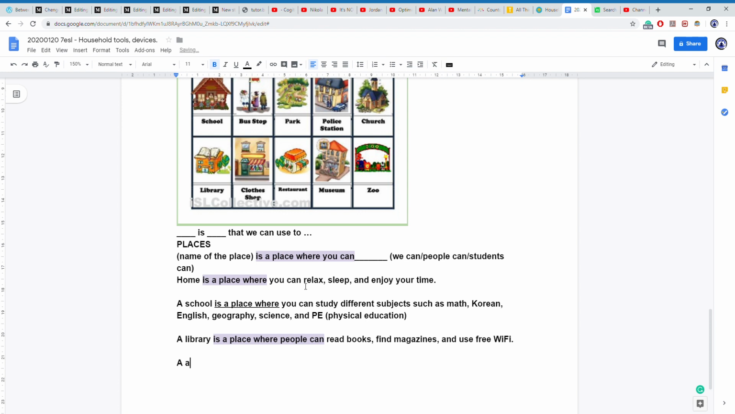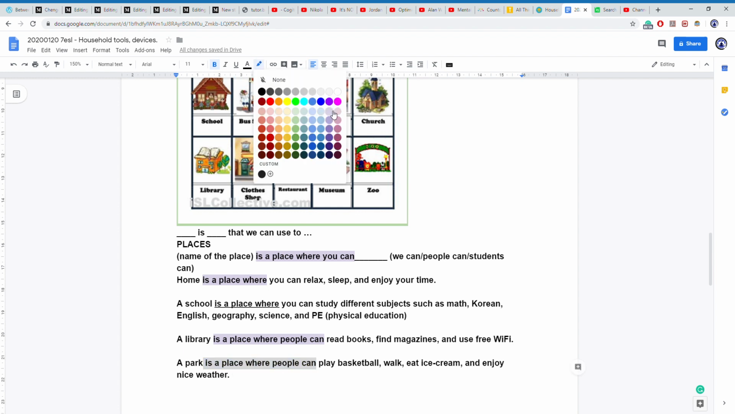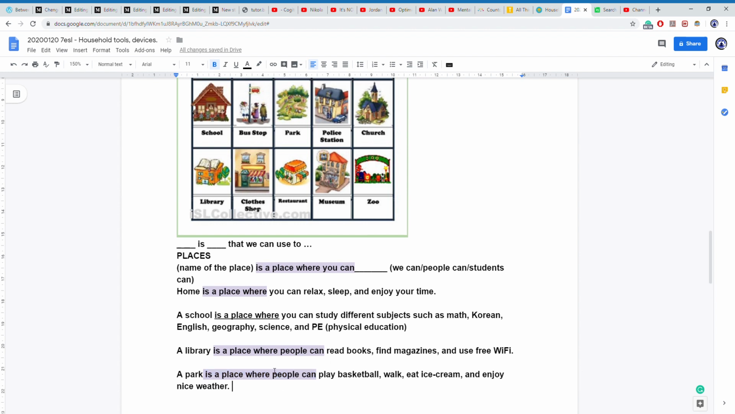Let's go with another example. Park. In the same way, a park. What is a park? A park is a place where people can... What can you do in the park? Play basketball, walk, eat ice cream, and enjoy nice weather. So you give a list of four different things. First, play basketball. Two, walk. Three, eat ice cream. And four, enjoy nice weather. So a park is a place where people can play basketball, walk, eat ice cream, and enjoy nice weather.